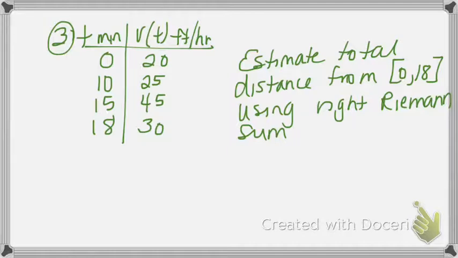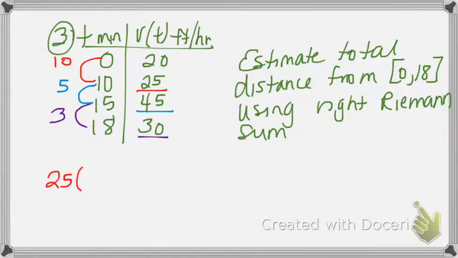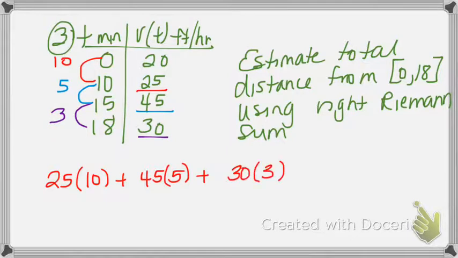Right Riemann sum means I'm going to start with 30, and then I need to see how wide it is. Well, it's 3 wide. Then I'm going to go to 45. It's 5 wide. Then I'm going to go to 25, and it's 10 wide. So I can't just add them and multiply. I've got to think about the width since they're different. So I'm going to have 25 times 10 plus 45 times 5 plus 30 times 3. And then I'm going to multiply that out, see what I get.